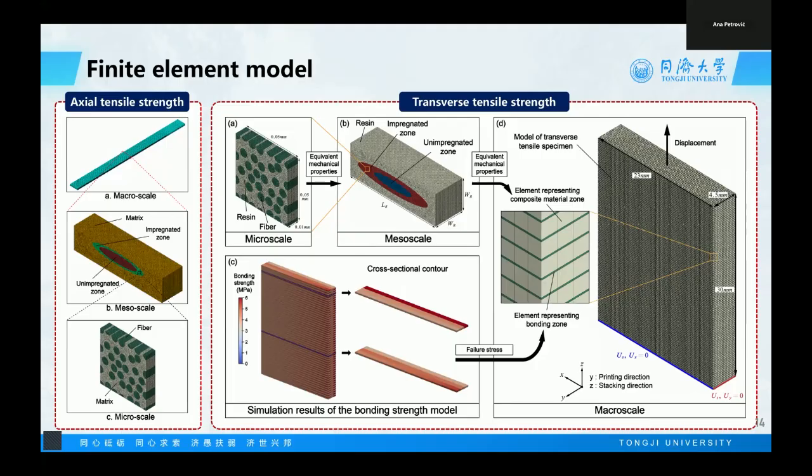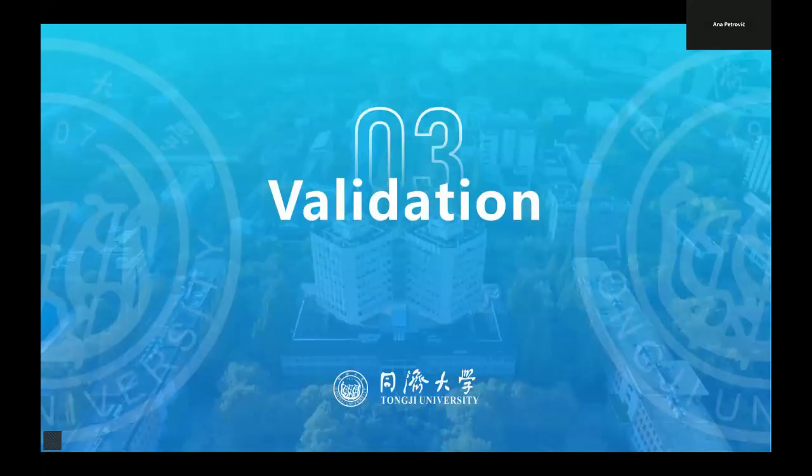And in the axial tensile strength, the macroscale model is directly simulated by the results of the mesoscale. And in the transverse tensile strength, the cohesive element is further established between the two layers according to the simulation result of the bonding strength models. And then the macroscale simulation model is calculated to calculate the transverse tensile strength.